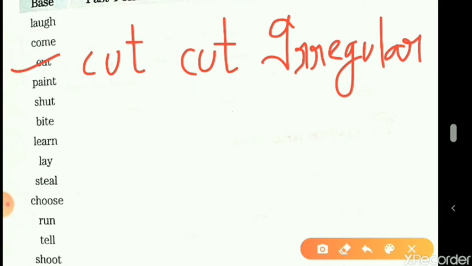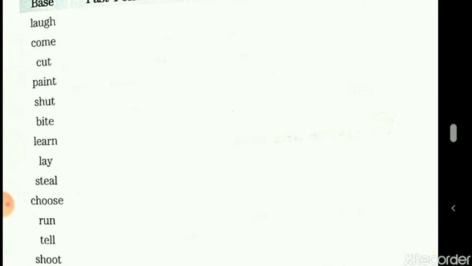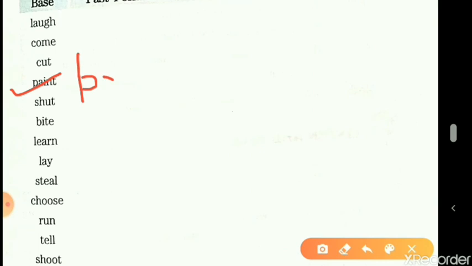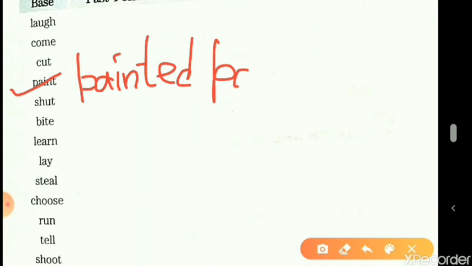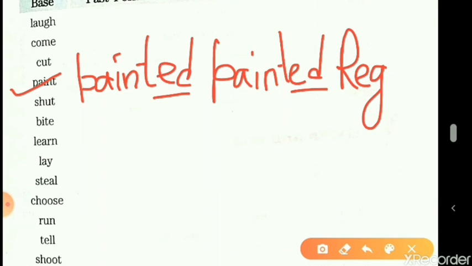Students, now the next word is paint. When we change the base form to the past form, we will be adding ed to the word paint, so painted. And again, the past participle is also painted. We have added ed to both the forms. So, an example of regular verbs. Paint, painted, painted.